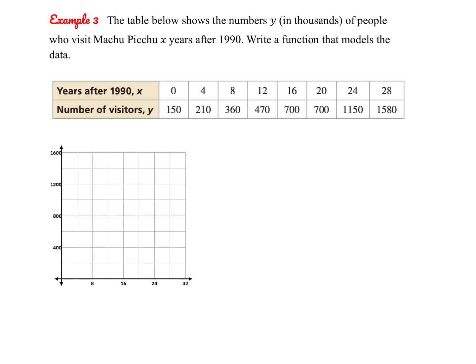All right, let's try one last example together. So this says the table below shows the number in thousands, that is important, in thousands of people who visit Machu Picchu x years after 1990. Write a function that models this data. So here we have a set of more real life data.